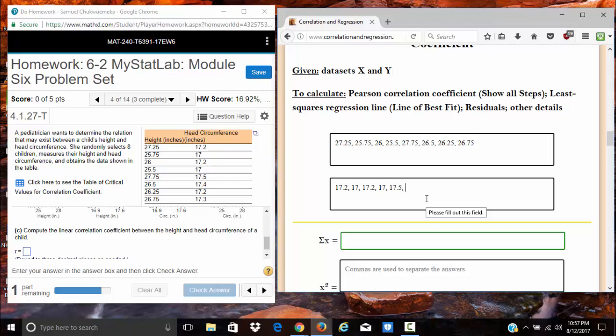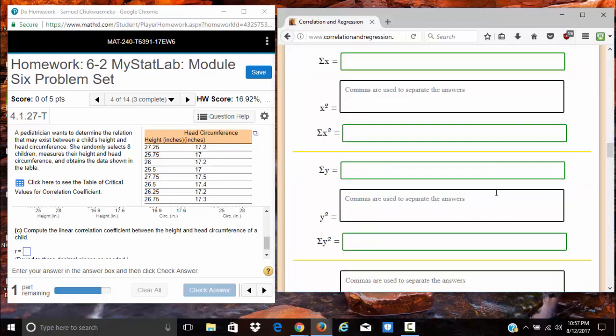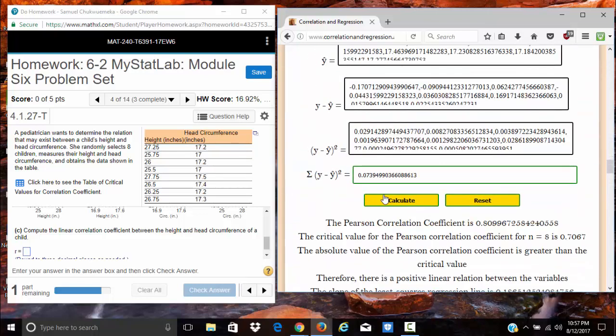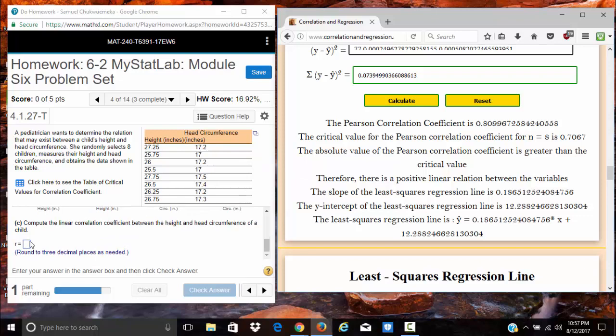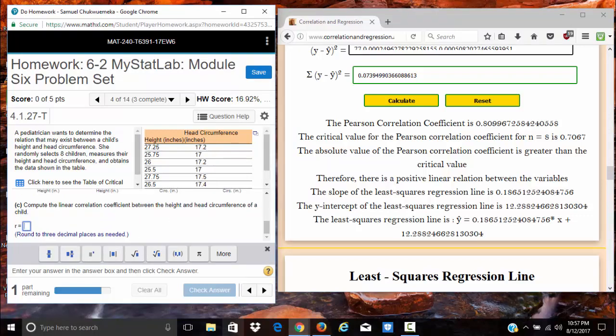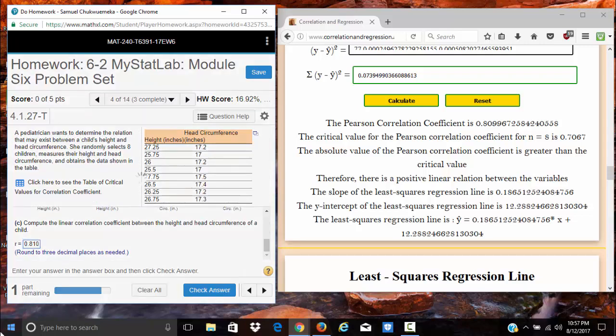Then we have 17.5, 17.4, 17.2, 17.3. 1, 2, 3, 4, 5, 6, 7, 8. All right, 8 patients. Click Calculate. There you go. Compute the linear correlation coefficient and round to 3 decimal places. So this will be 0.8099, which rounds to 0.810. Okay.